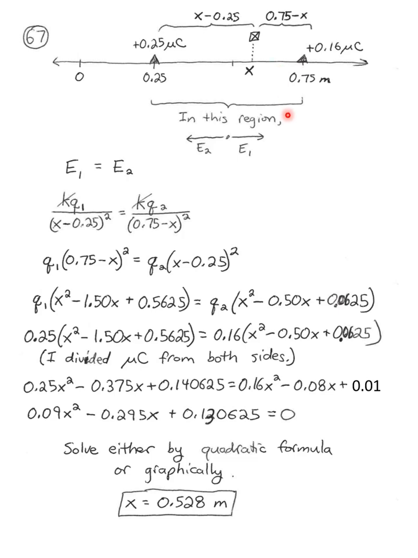Okay, now let's apply these equations. E1 equals E2. We're looking for where they balance out perfectly. Plug in the values into those equations, and the k's divide out. And now we're just going to solve algebraically. So I'll do the cross multiplying. So Q1 times 0.75 minus x squared equals Q2 times x minus 0.25 squared.